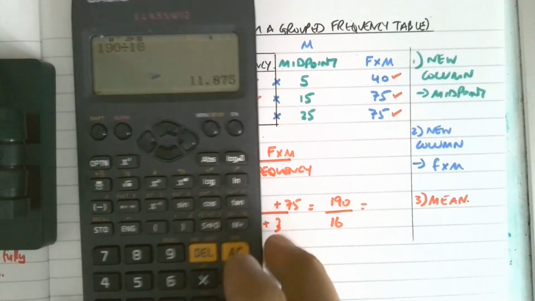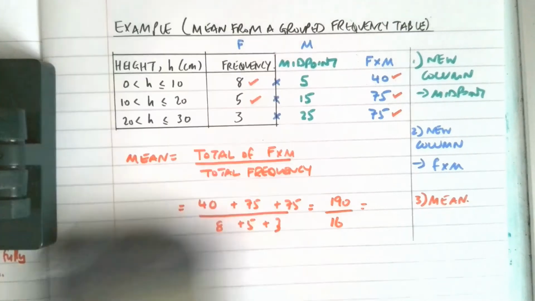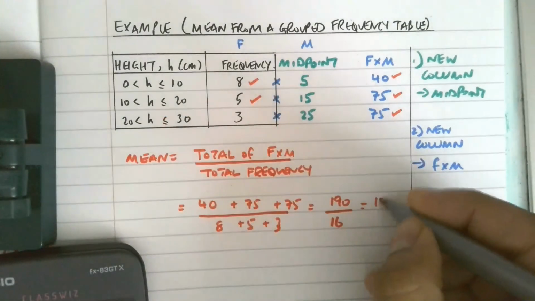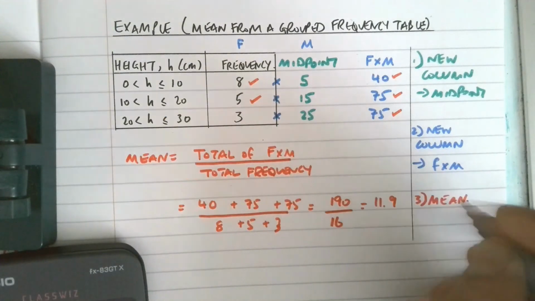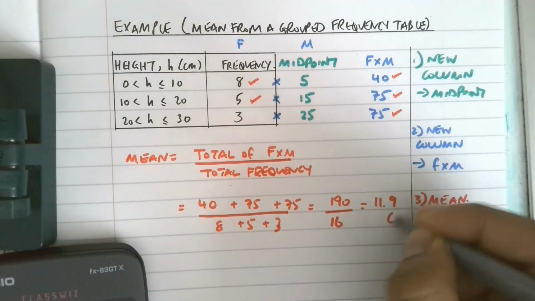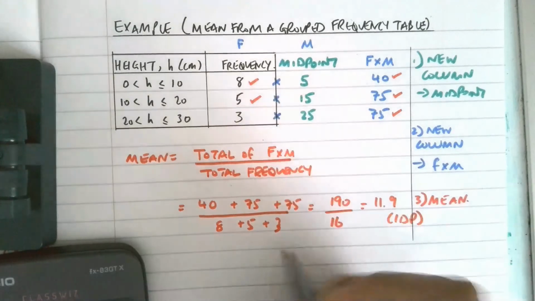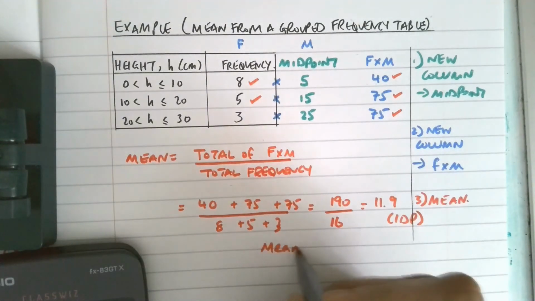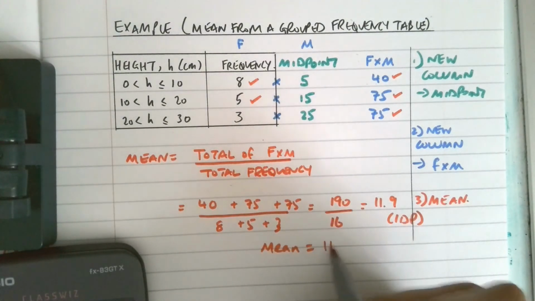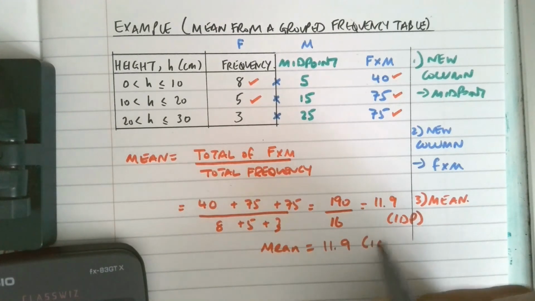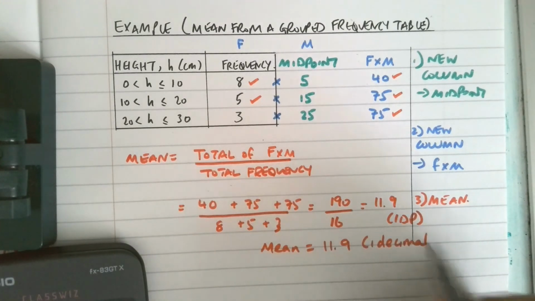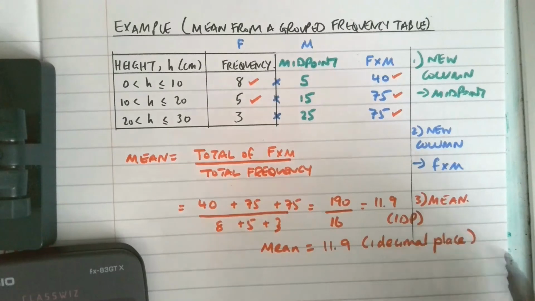So 190 divided by 16 is going to be 11.9, so 1 decimal place. And that is working out the mean from the group frequency table. And the trick is to find the midpoints and then multiply the frequency by the midpoints, which are the average heights of those plants.